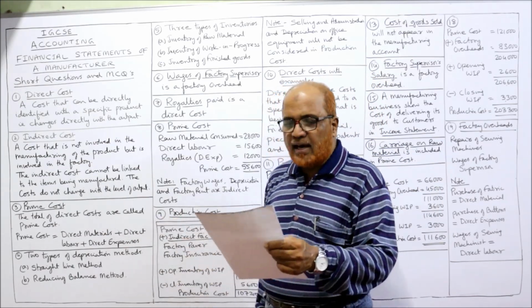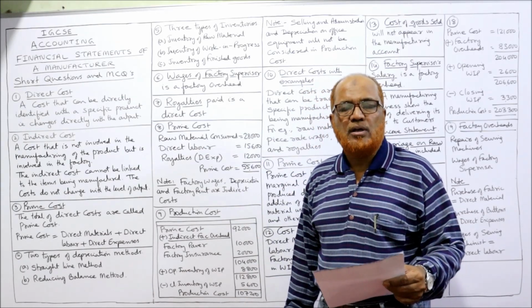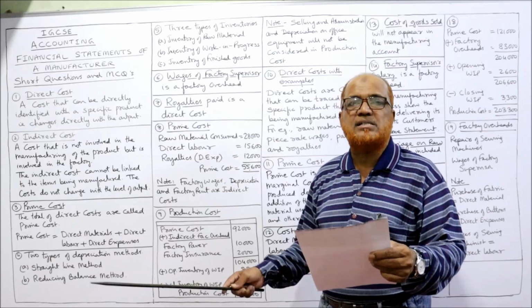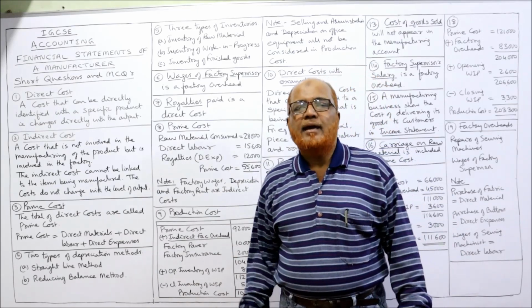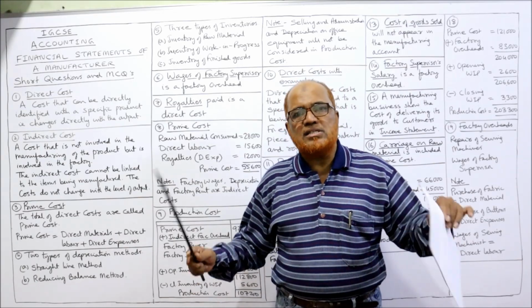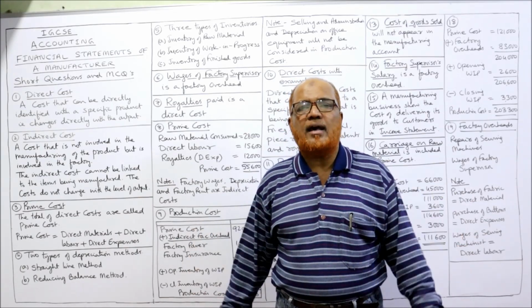Then the second question, indirect cost. What is indirect cost? The cost which is not involved in the manufacturing of the product, but it is incurred in the factory. Any cost other than direct cost is called indirect cost.